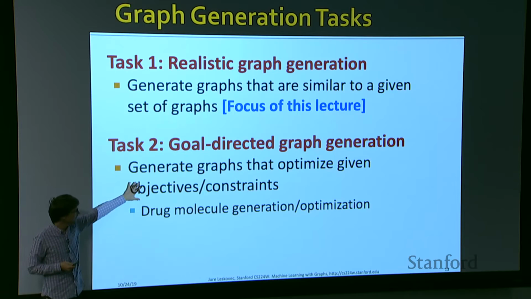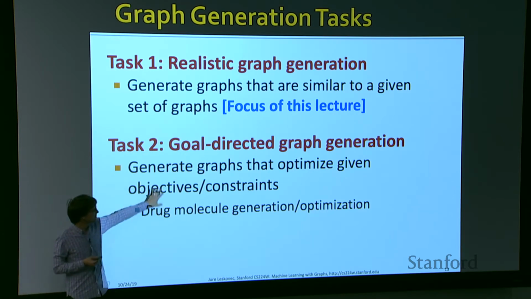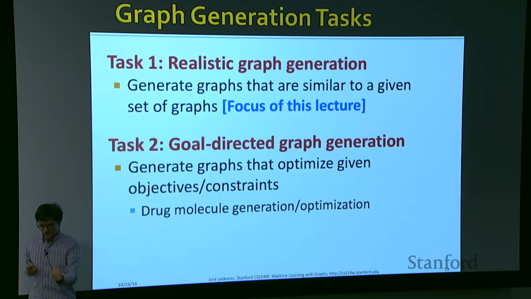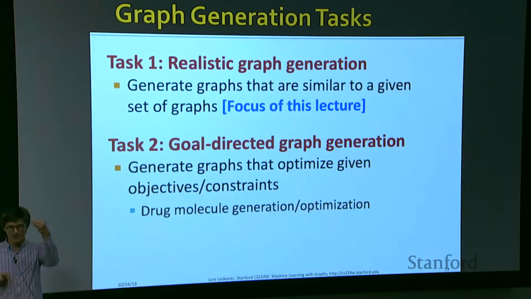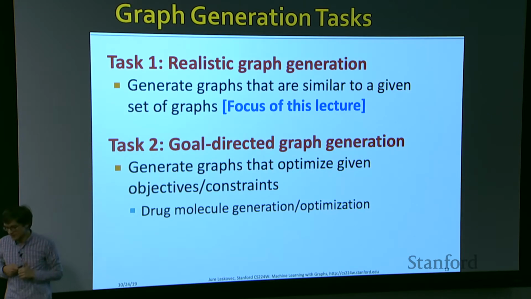And then in terms of applications, as I mentioned, you can push this a step further, and you can talk about goal-directed graph generation, where you can say, can I generate graphs that optimize given objectives? And if you generate drugs, you say, can I generate a molecule that optimizes treatment, or that is non-toxic, or that is soluble, and so on. So these are the applications of this technology.